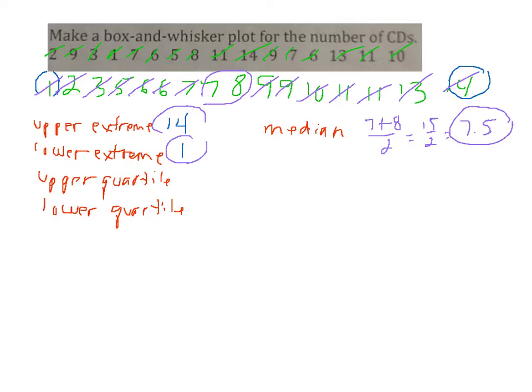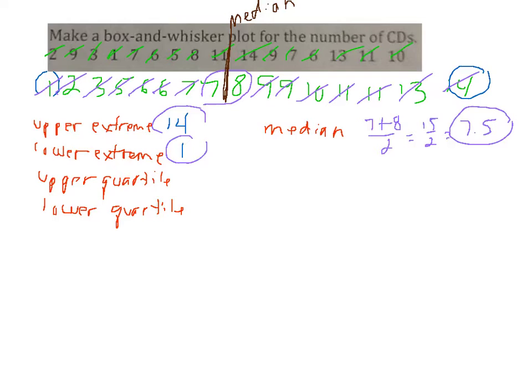And now we need to find the upper quartile and the lower quartile. And to do so, here is where the median is, right in here. So there's the median. That splits the data into a lower half and an upper half. The upper quartile would be the median of the top half of the data. So I'm going to do that.